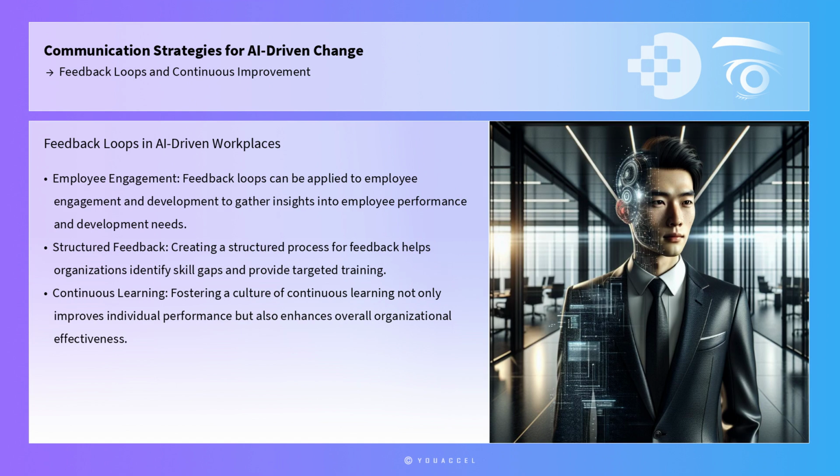In AI-driven workplaces, feedback loops can also be applied to employee engagement and development. Regular performance reviews, peer feedback, and 360-degree feedback are tools that can be used to gather insights into employee performance and development needs. By creating a structured process for feedback, organizations can identify skill gaps, provide targeted training, and foster a culture of continuous learning. This not only improves individual performance, but also enhances overall organizational effectiveness.